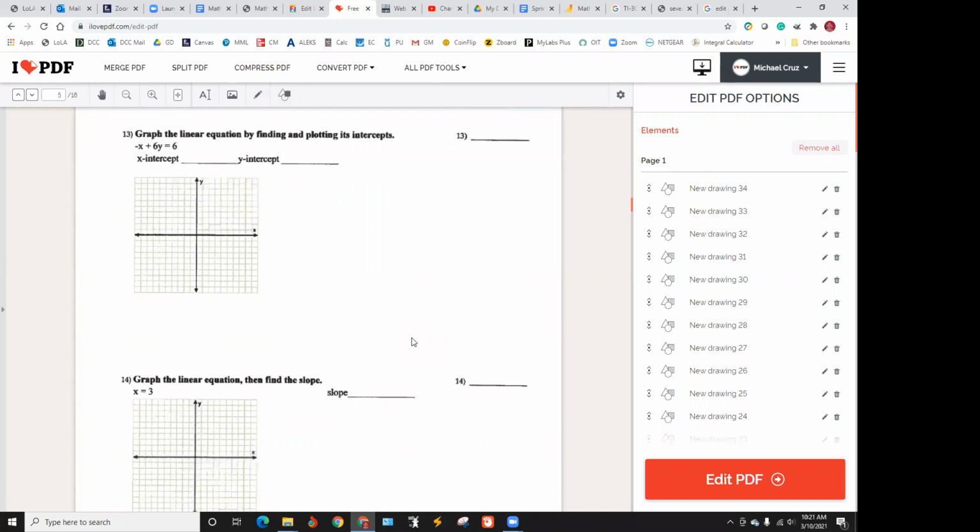All right, so this is one where you're just going to find the 2 points. You're going to have 0 for y in order to get the x-intercept. And for the y-intercept, you put 0 in for x. So that's what we're going to do. I'll do this one first. Put x is equal to 0.